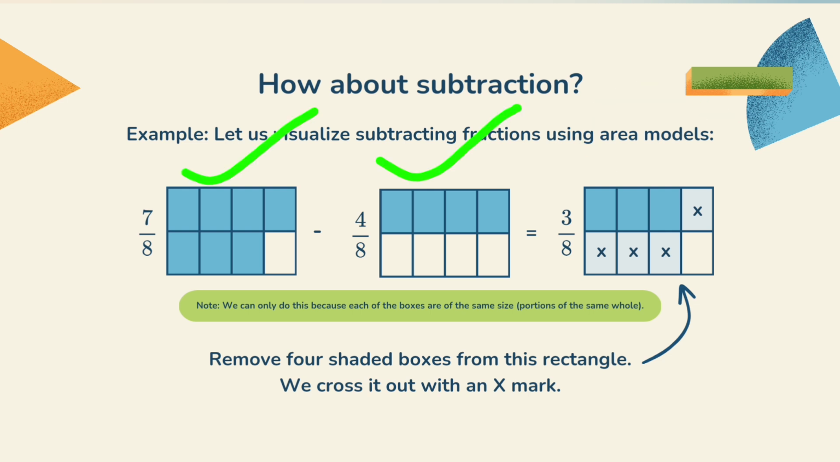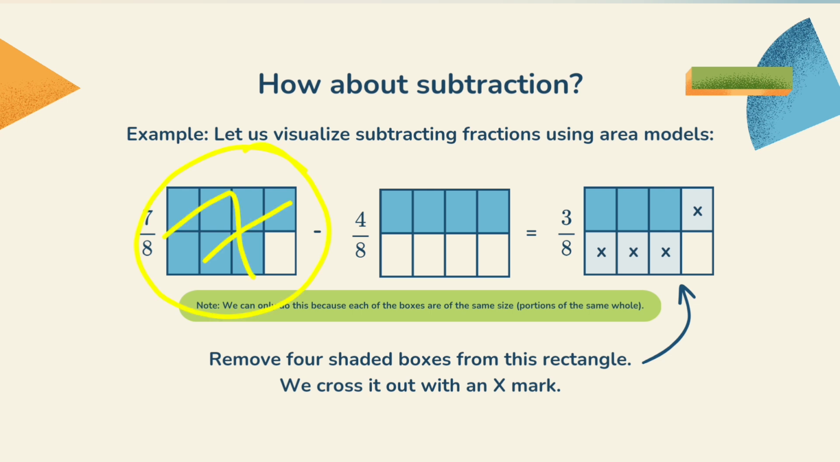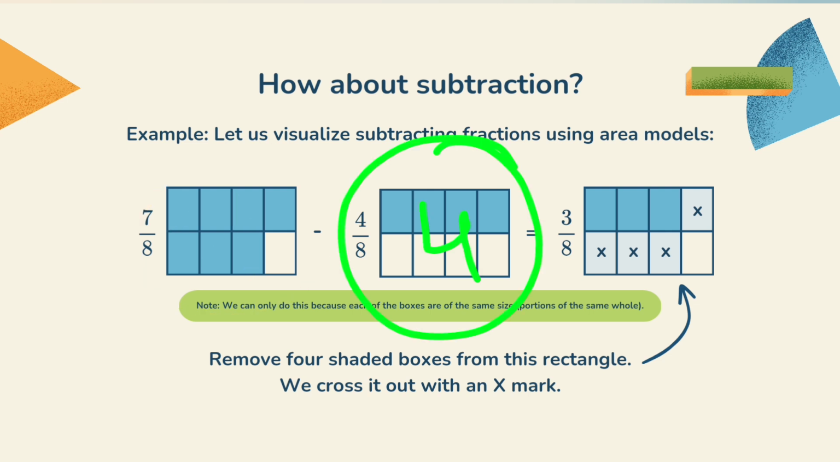As you can see here, there are two rectangles, and these rectangles are equally divided into 8 equal parts. In the first rectangle, 7 parts are shaded, and in the second rectangle, 4 parts are shaded. So we now want to remove 4 from 7. 4 by 8 must be subtracted from 7 by 8.